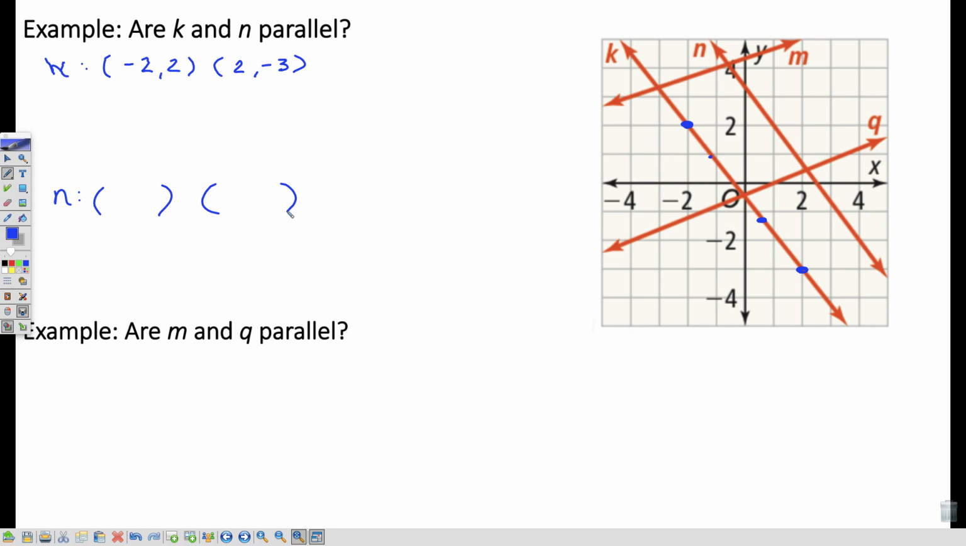1, 2, right here. And 4, -2. Can you slow down? Just look at your picture. Find another point. 4, -2. Can we do 3, -1? If 3, -1 doesn't go through it, your picture must be too small. What about 4, -2? It's 4, -2. Yeah, negative.